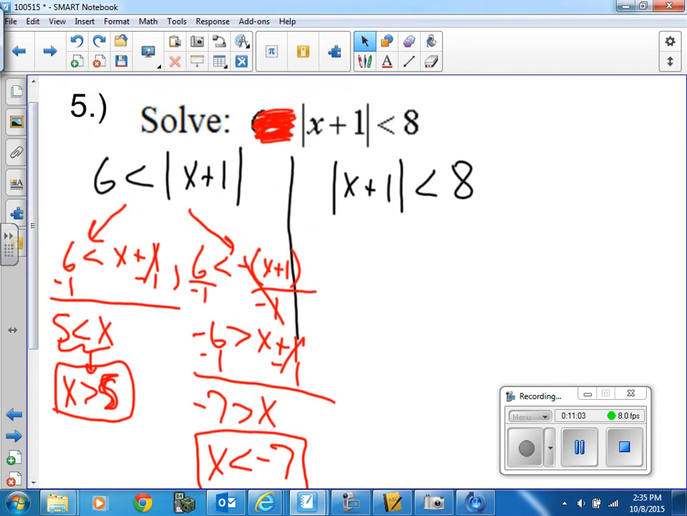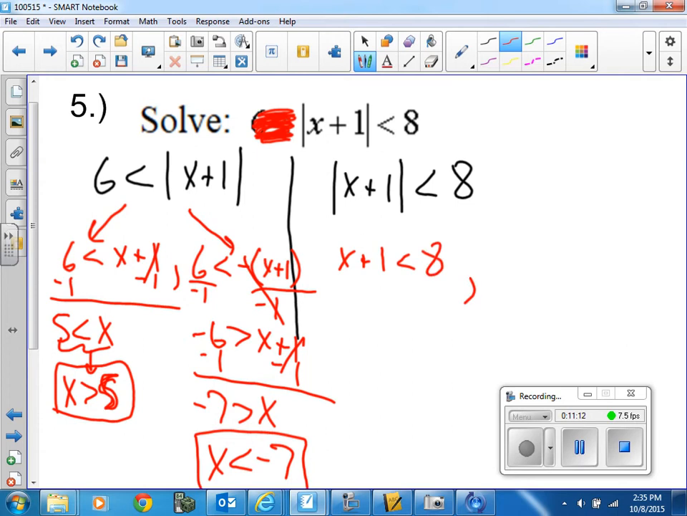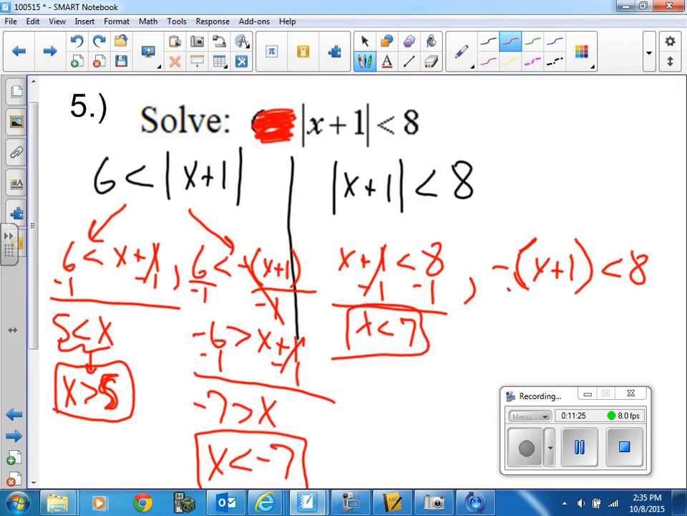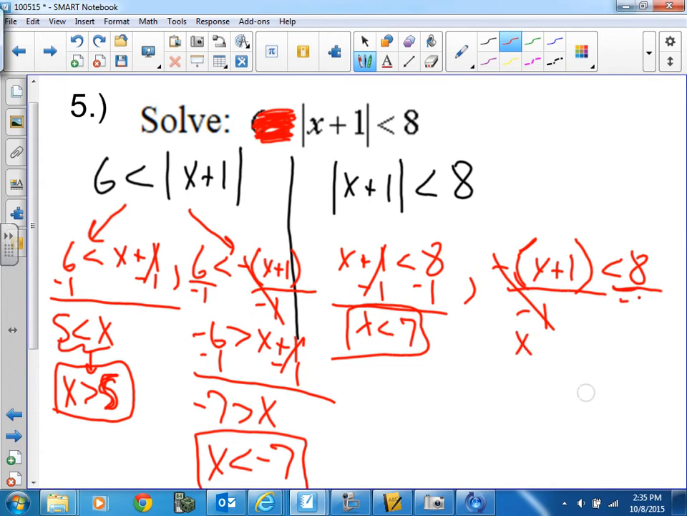So now we have to do this equation here, which is going to give us the same thing. We're going to have x plus 1 is less than 8, or negative x plus 1 is less than 8. So here we subtract 1, we end up with x is less than 7. And over here we subtract, do the negative 1, do the negative 1, and we get x plus 1 is greater than negative 8.